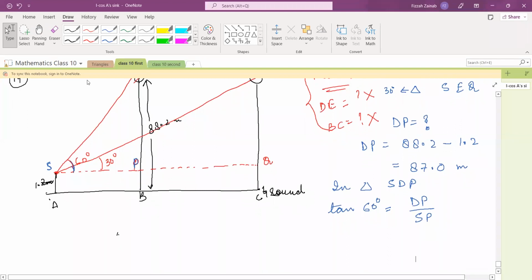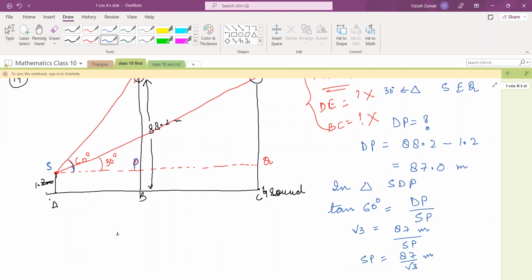Tan 60 is how much? Root 3. It is equal to DP, which I have found to be 87 meters. SP I want to find. So that gives you SP is equal to 87 by under root 3 meters. So right now leave it like this. Don't rationalize here. Rationalization we do only at the last step, right? SP I have found.